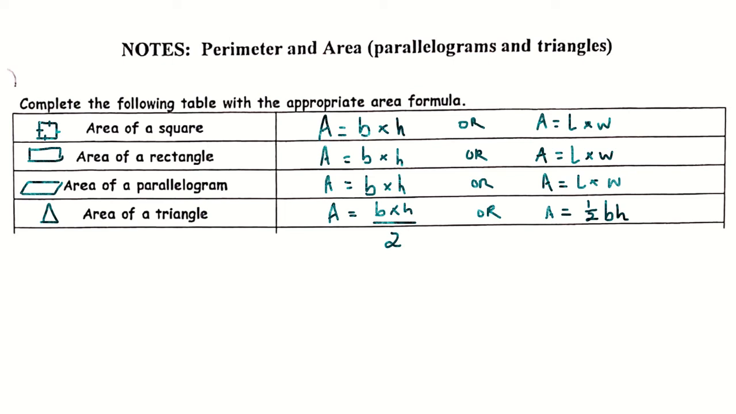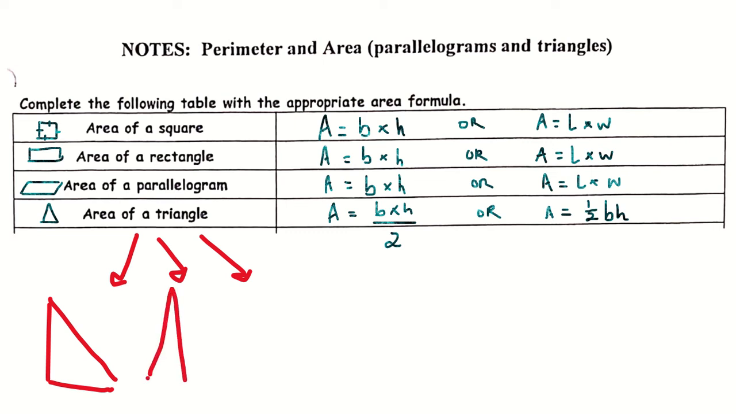Now remember, there's actually several kinds of triangles, right? Not all triangles are the same. We have what we call right triangles. We have, what's the other? We have a scalene triangle. We have an isosceles. Whatever the case may be, for any of these triangles, let's represent a triangle in a different way.